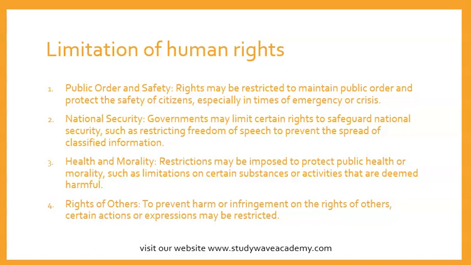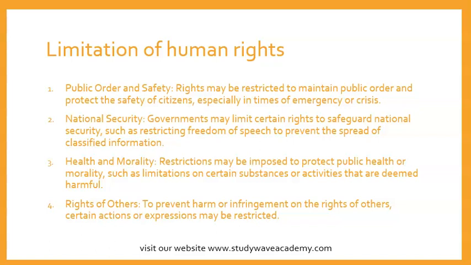Okay? During a large public event, authorities might limit the right to assemble closely to prevent chaos and ensure everyone's safety. Something that can also limit human rights, national security. Governments may limit certain rights to safeguard national security, such as restricting freedom of speech to prevent the spread of classified information. Okay? In certain situations, like emergencies, rights may be limited to safeguard the country. Do you understand? In times of war or serious threats, certain information might be restricted to protect country from harm.